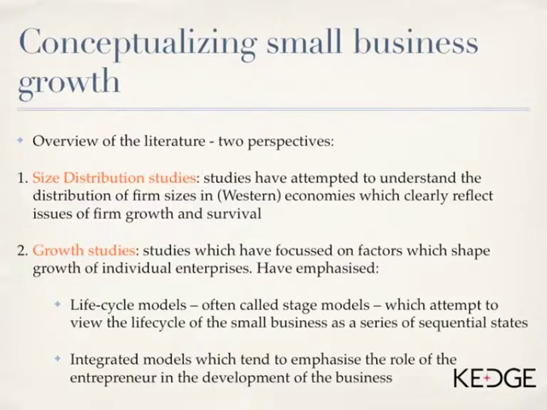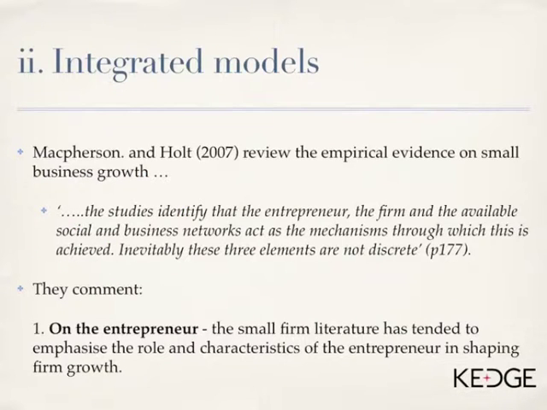So what does the research have to say on integrated models? Well, we can refer to McPherson and Holt in 2007, who reviewed the empirical evidence on small business growth. And they state that the studies identify that the entrepreneur, the firm, and the available social and business networks act as mechanisms through which this is achieved. Inevitably, these three elements are not discrete. In other words, they cannot really be easily separated.